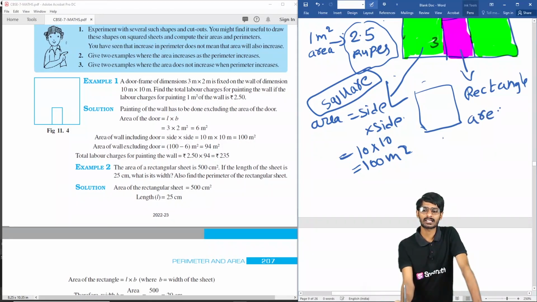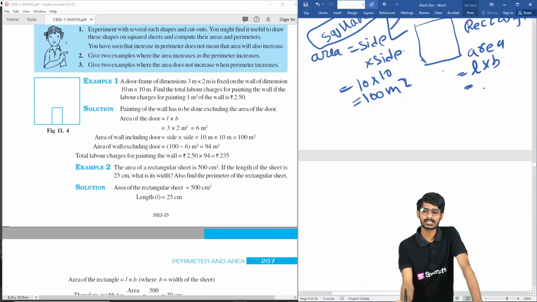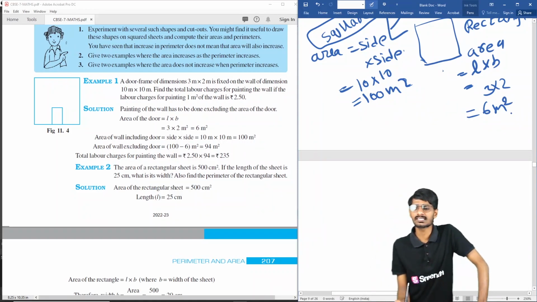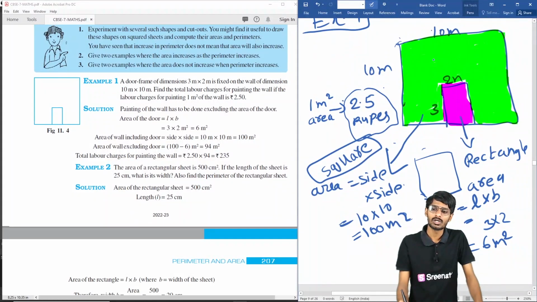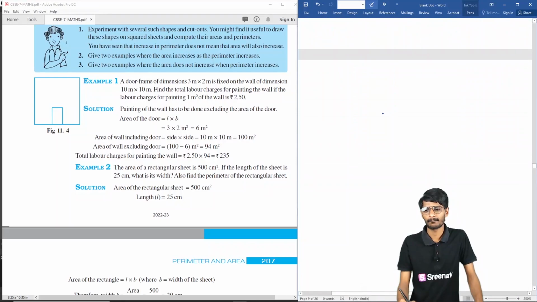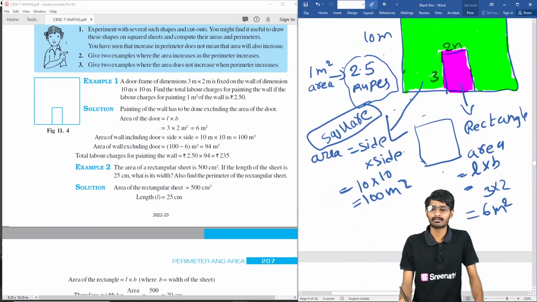We know that area of rectangle is length into breadth. So what is the length? It is 3, and the breadth is 2. So it is 3 into 2, so it is 6 meters. So we no need to paint the 6 meters which is in pink color area, but we only need to paint this green color. So what is the total area which we have to paint, which means only the green area.